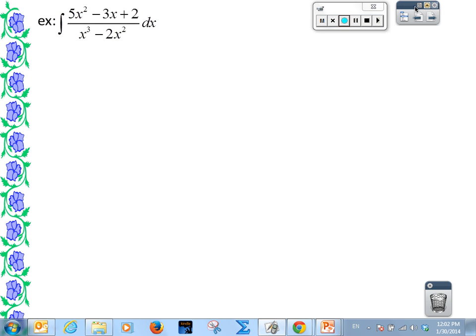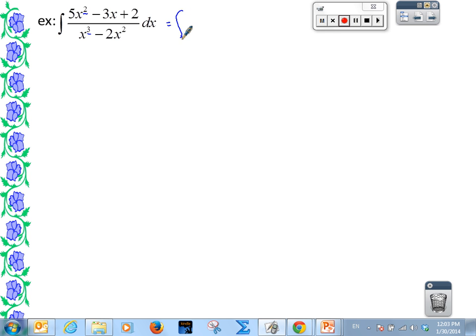The first thing that we would do is take a look at it and check the powers, to see if we have an improper fraction. We don't, so we do not have to do long division. The next step, if you remember, is factoring the denominator. We want to factor it completely.